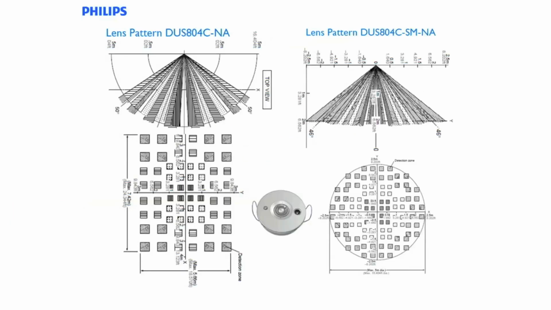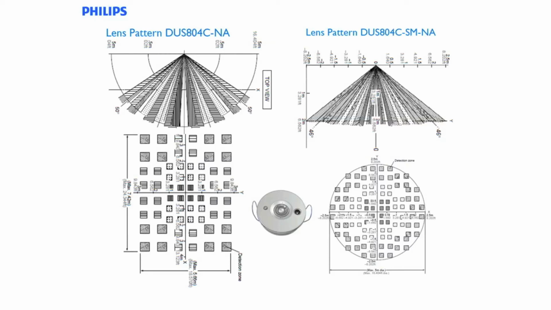Here are some more typical lens patterns for our other sensors of the DUS 804C and SM. The SM stands for slight motion. The lens pattern, you can see there are more beams and they are closer together, so there is more chance to detect movement. This is good for small cells and offices or higher mount ceilings. The footprint of each of these is different also, so it's important to check the datasheet when you're installing these devices to see if it's a circular footprint or a rectangle.